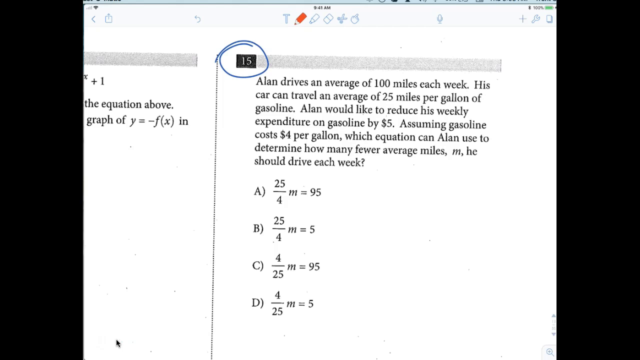standardized test taking. One of the most important features, especially when you take the SAT, is you have to be able to cross answers out that you know aren't true. So again, watch how really interesting this question is.